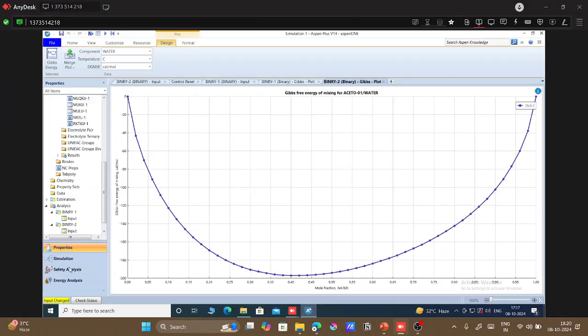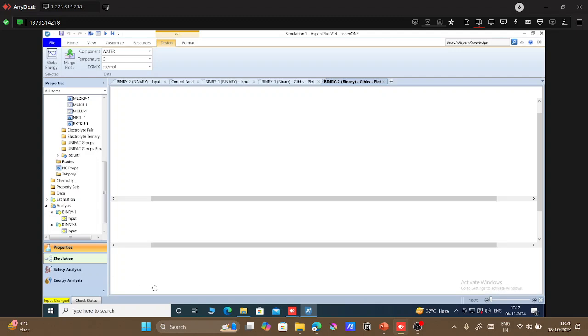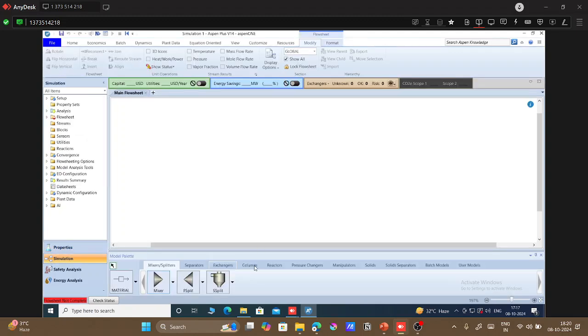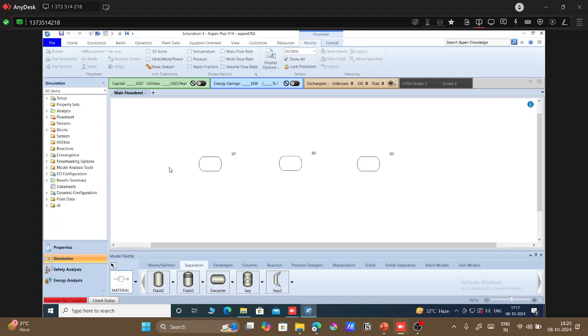So let's now go to the simulations. Once we have figured out what are the extract and raffinate phase, we have to add 3 decanters in a series. So we have decanter 1, decanter 2 and decanter 3. Let's connect them.